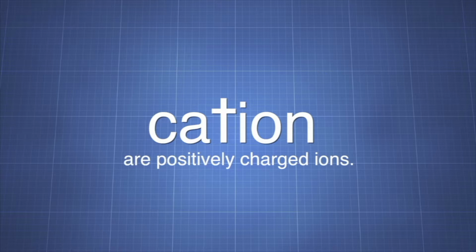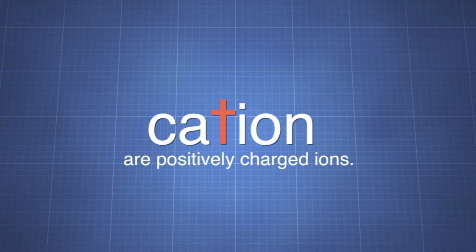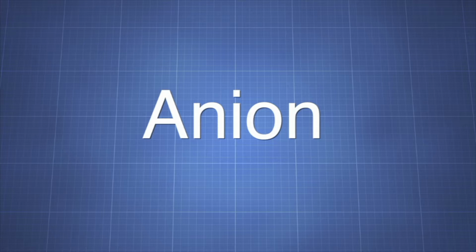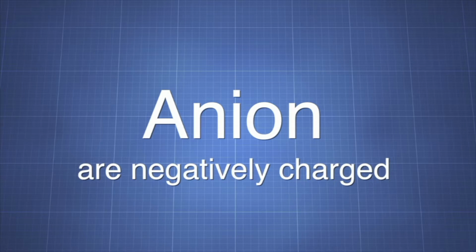Positively charged ions are called cations. You can remember this because the t is like a plus sign. Negatively charged ions are called anions, which is easy to remember because the first two letters are like an acronym, standing for a negative ion.